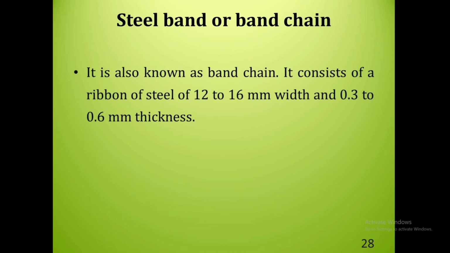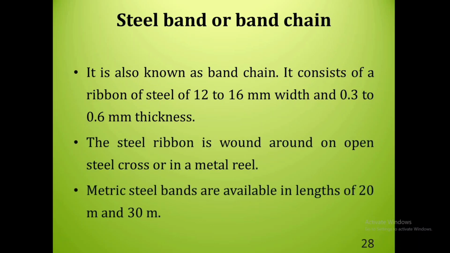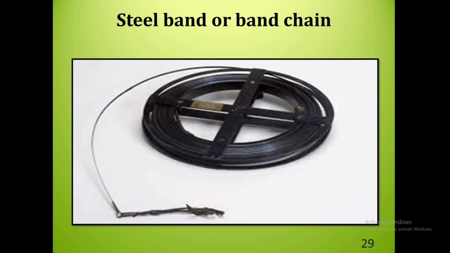The last one is the steel band or band chain, and this consists of a ribbon of steel having a width of 12 to 16 mm and a thickness of 0.3 to 0.6 mm. This is the image of the steel band. The steel ribbon is wound around an open cross or a metal reel like this, and it is normally available in lengths of 10 meters and 20 meters.